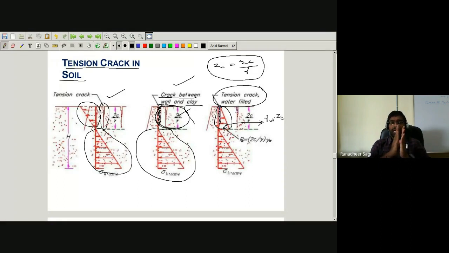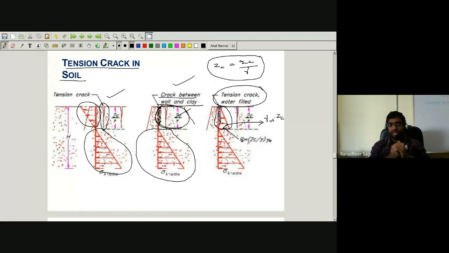However, if the crack formation is developed immediately adjacent to the position of the retaining wall, as there is no direct contact between the soil and your retaining wall over the depth of ZC, you don't talk about your earth pressure distribution diagram over that particular depth ZC.